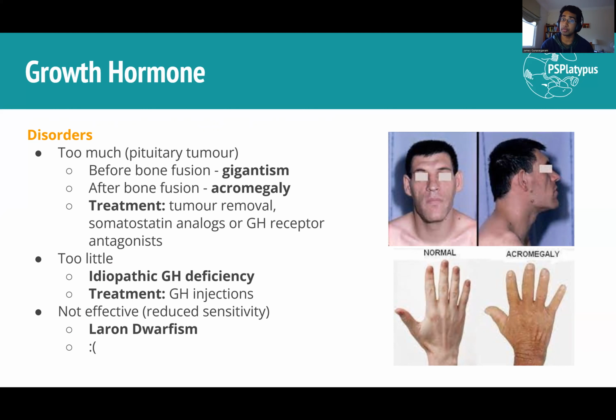And then after bone fusion, because you can't really grow in the typical sense anymore, you instead get things like thickened fingers and just bone thickening and increased mass.